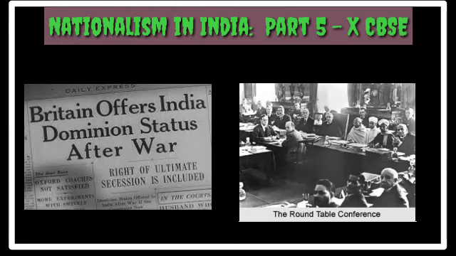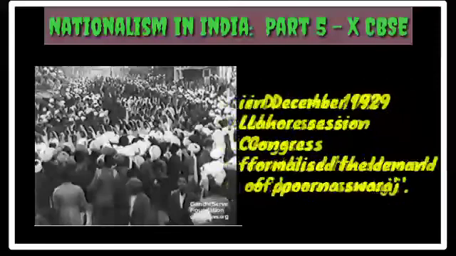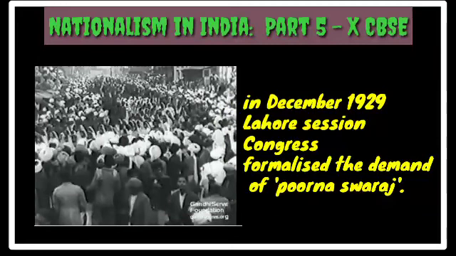But these offers did not satisfy the Congress leaders like Nehru and Subhash Chandra Bose. In December 1929, the Lahore Congress formalized the demand of Purna Swaraj, or complete independence. So leaders like Jawaharlal Nehru, Subhash Chandra Bose and many others said that we don't want this dominion status or round table conference. We need Purna Swaraj, meaning complete independence, freedom.